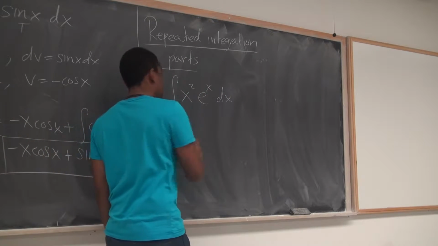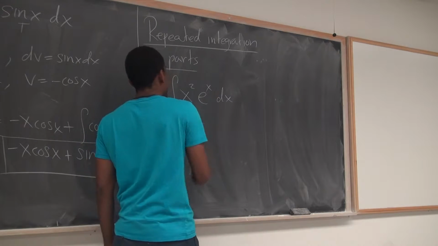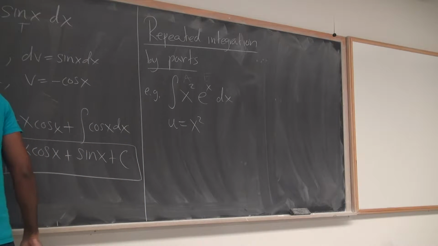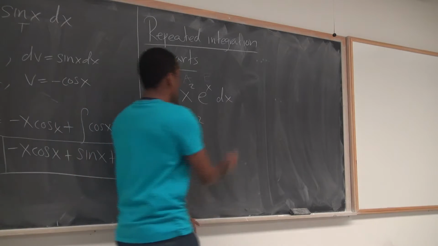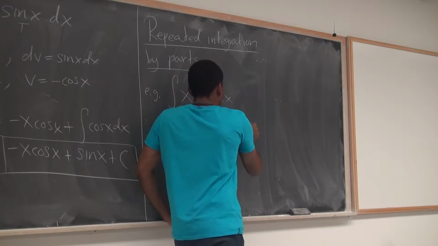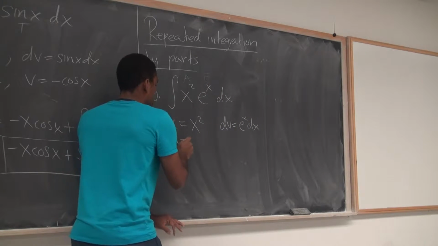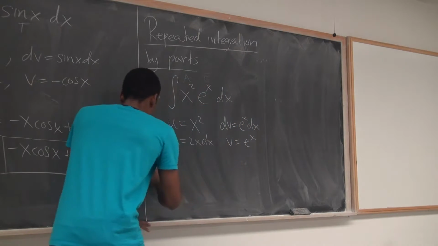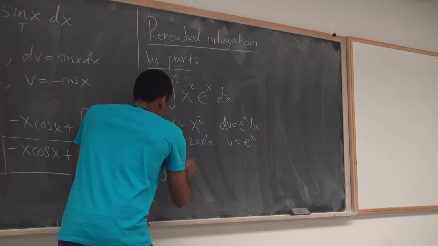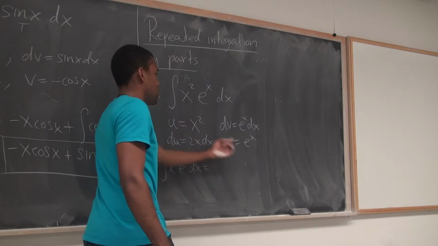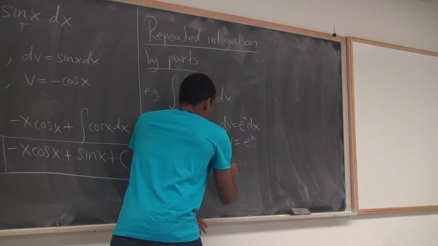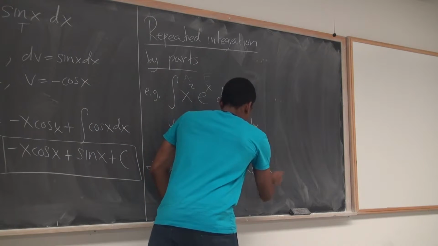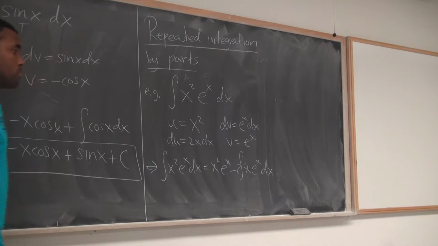Who's my u? x squared, because I have an algebraic and I have an exponential. According to LIATE, algebraic comes before exponential. I'm going to choose this to be the u. The dv would be the e to the x dx. This means my du is 2x dx. My v is e to the x. This means that the integral of x squared e to the x dx is equal to u times v minus the integral of v du. And I have that expression.